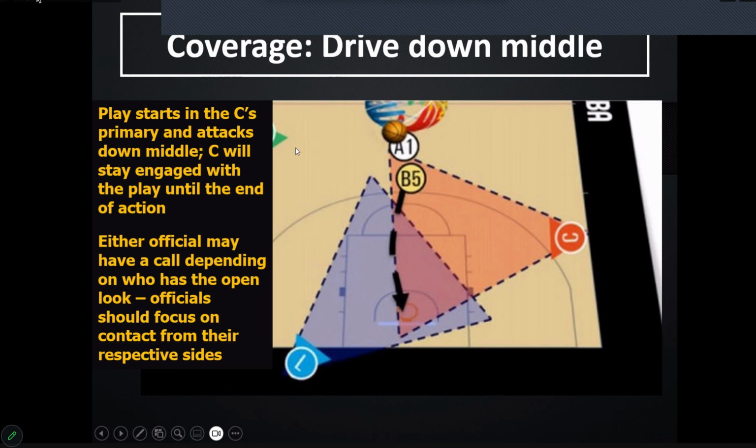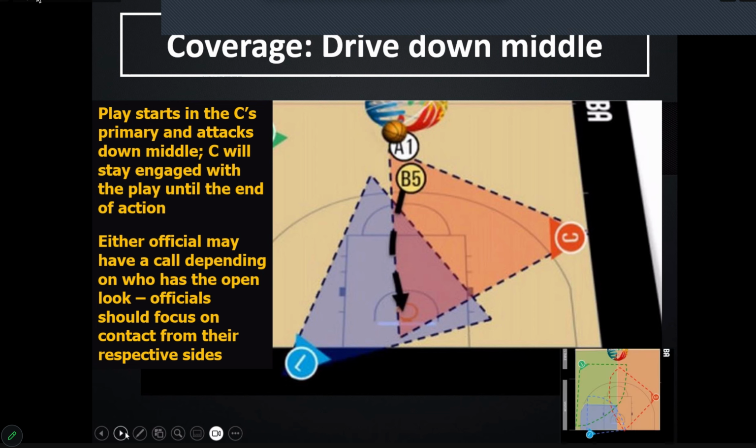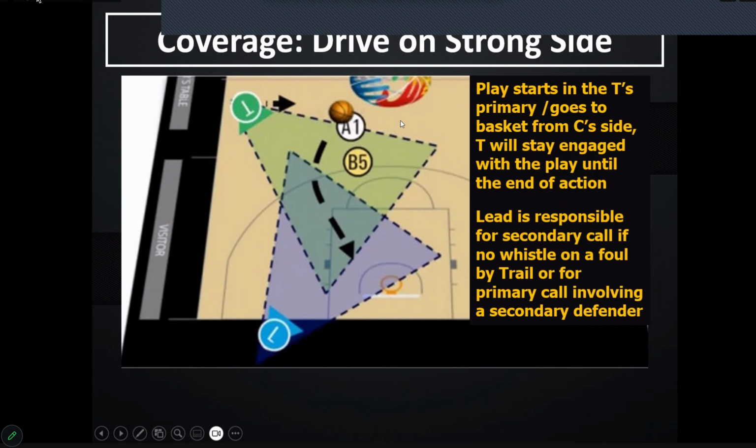Now that's different if it's coming down from our side, okay? Because we're going to have that primary defender. So hopefully we'll do it this one. Okay, so let's look at this. Here's that play. If it's coming down this side, right? You've got the primary defender as trail, secondary defender as lead. You're going to keep that to the basket, okay? There's a double whistle that involves the primary defender. The trail's going to take that, okay? Okay, thanks. That makes sense.